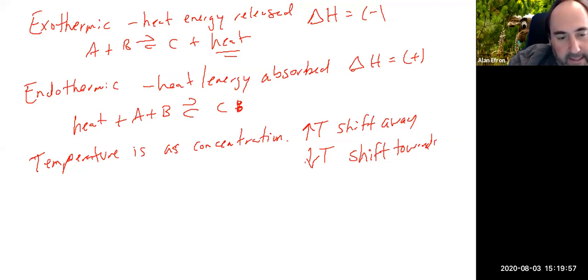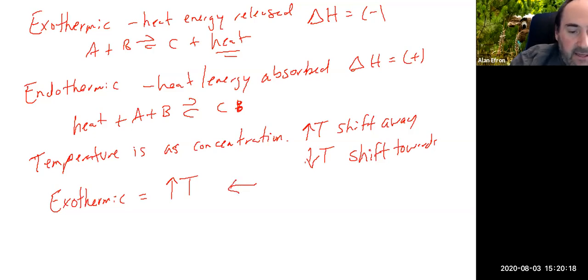And basically, if it is exothermic, that means that if it increases the temperature, it will shift away from it. So it would shift to the left. So if we increase the temperature, it should shift to the left. And if we decrease the temperature, that would be like removing it. So it should shift to the right. And vice versa would happen if this was endothermic.